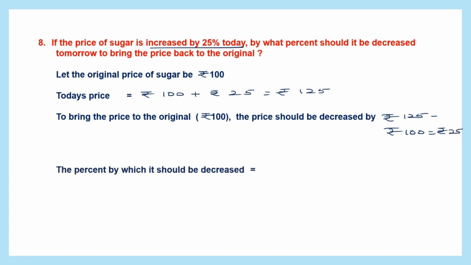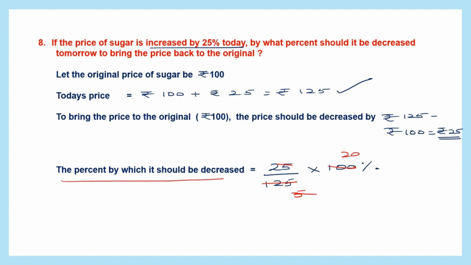Now we have to find the percentage of that. We have found 25 rupees. Now we have to find the percentage by which it should be decreased. So that will be 25 rupees divided by today's price, and today's price is 125, into 100% because we're converting it to percent. Now again here we can say 25 into 5 is 125 and 5 into 20 is 100. So the percentage by which it should be decreased is 20%. So this is our answer, 20%.